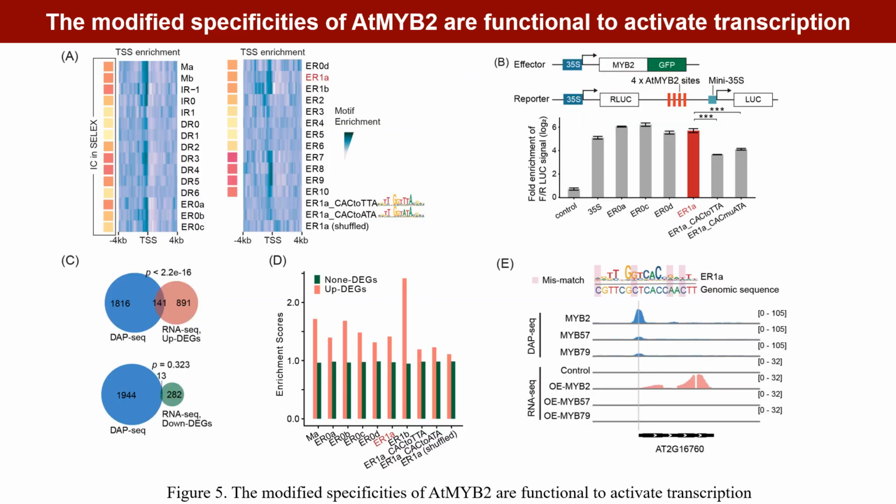We further explored the roles of R0, R1S of AtMYB2 in transcriptional regulation. We found that R0, R1S are enriched around TSSs, and the reporter assays found that R0, R1S can greatly drive reporter gene expression. Similarly, the DAP-seq and RNA-seq data also supported this. Therefore, the R0, R1S CREs are functional to activate transcription.